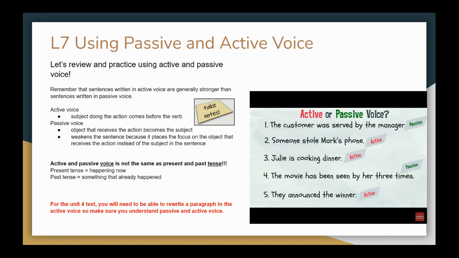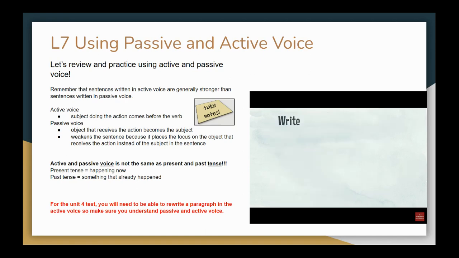Now rewrite each sentence, changing those in active voice to passive voice and vice versa. Pause while you work. The first, the manager served the customer. The second, Mark's phone was stolen. Because the agent is unknown, it's best to leave out the by someone, but you could include it. The third, dinner is being cooked by Julie. The fourth, she has seen the movie 3 times. And the last one, the winner was announced.